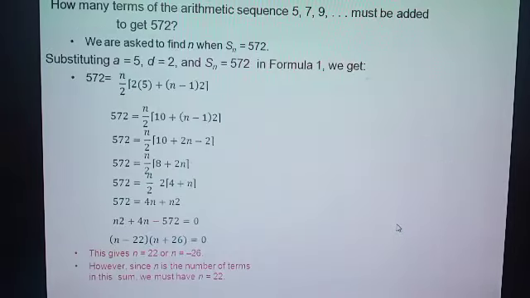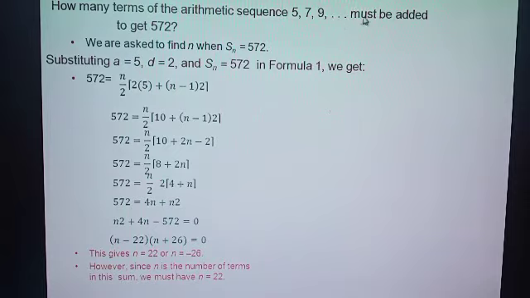Next problem. How many terms of the arithmetic sequence 5, 7, 9 and so on must be added to get 572? So here you have to find n. How many terms if you add, you will get the sum as 572. So a is 5, the first term is 5, and the common difference is 7 minus 5, which is 2, and Sn they have given as 572.